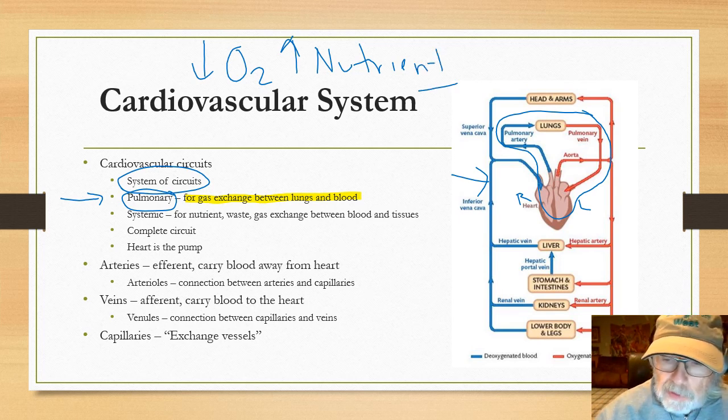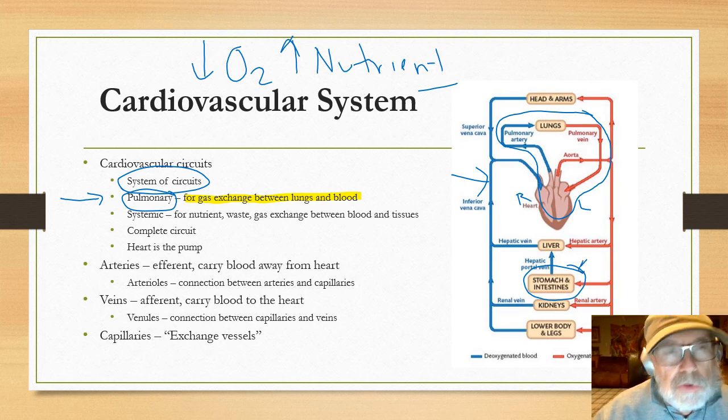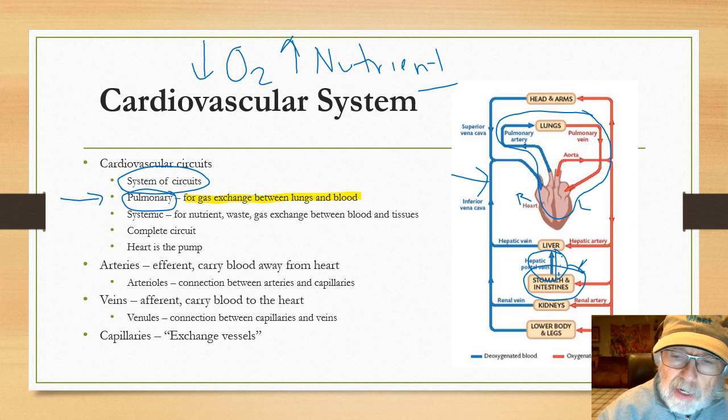The nutrients are actually picked up down here through the intestines. Here is the stomach and intestines. When we eat food, the stomach helps to prepare it. As the food that's been broken down goes to the intestines, it gets absorbed through the walls of the intestines and is put into our blood. When it's put into our blood through the intestines, it goes through what's called the portal vein.